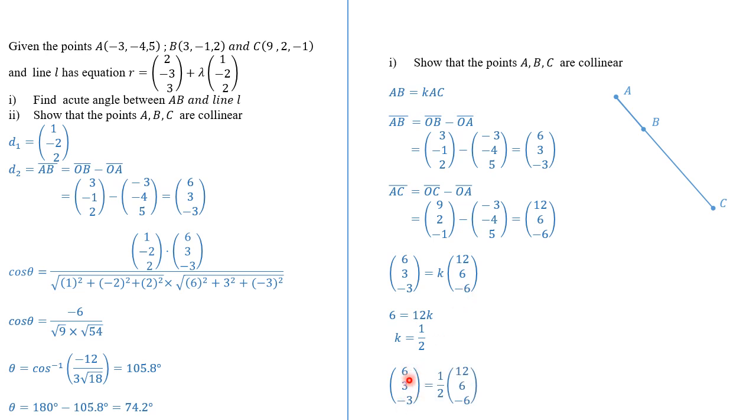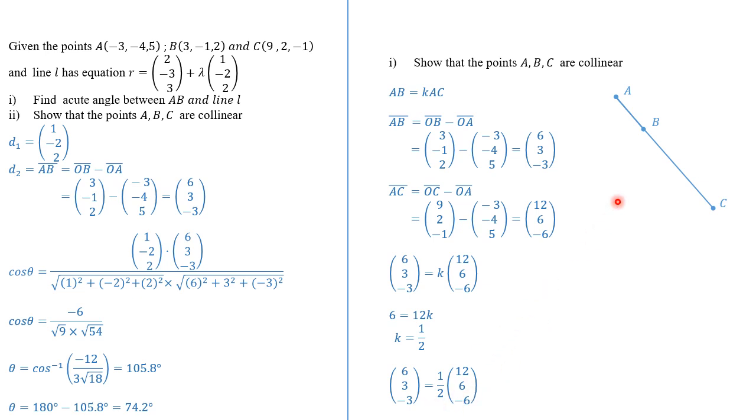So 6, 3 minus 3 is equal to half of 12, 6, minus 3. Let's just see here. Half times 12 is 6. Half times 6 here is 3. Then half times minus 6 is minus 3. So this is proved here, which means the points A, B, C are collinear.